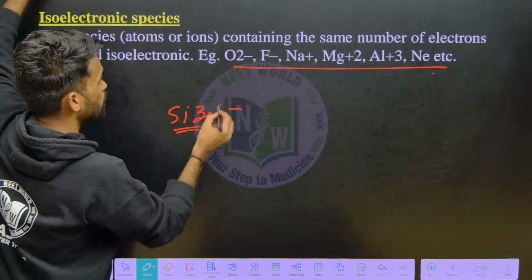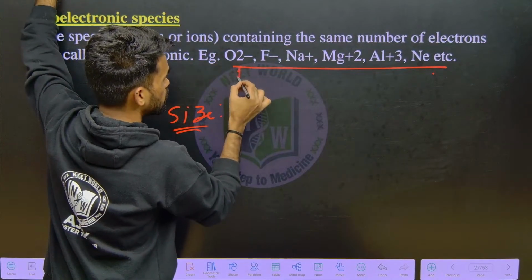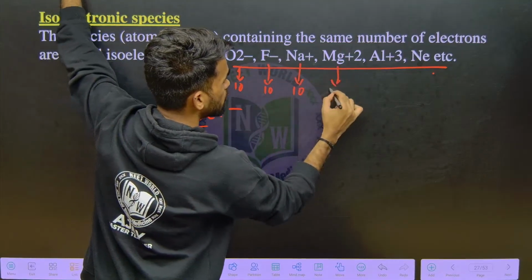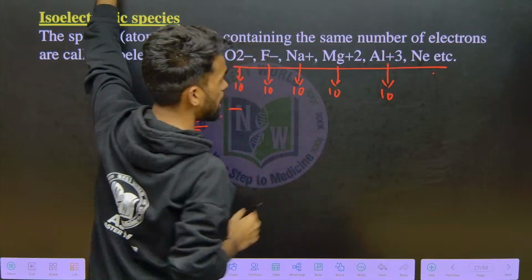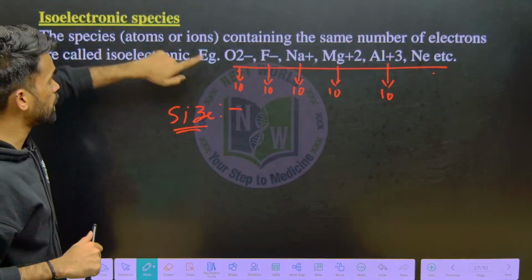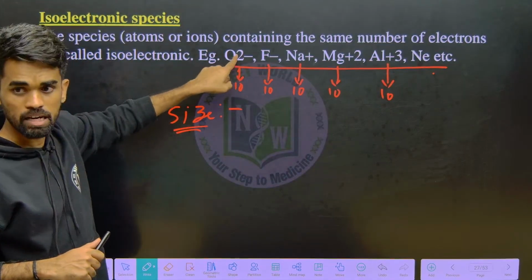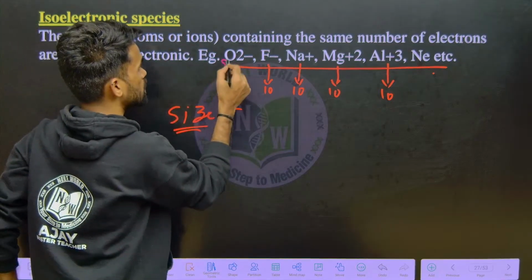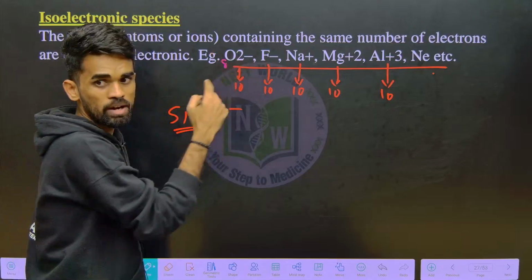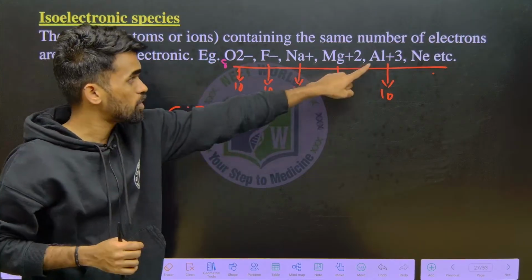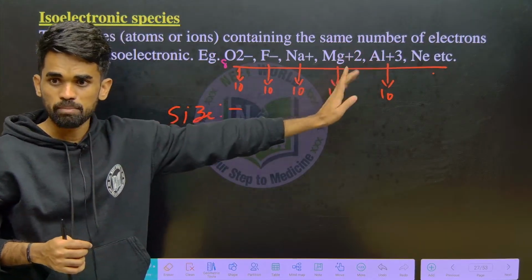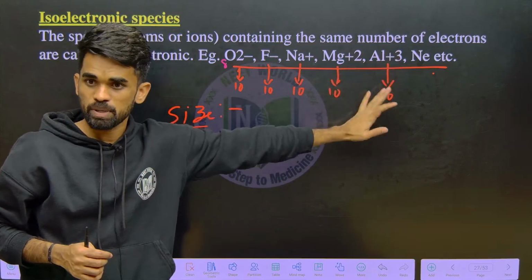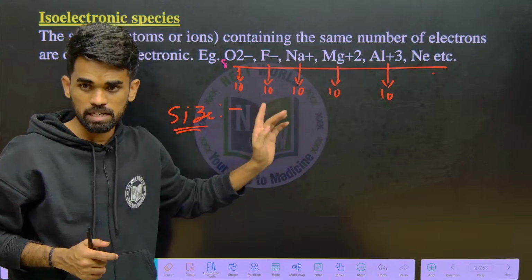How many electrons are there here? 10, here also 10, here also 10, all of them are 10. That's why we call them isoelectronic species. Negative charge means add that many electrons to the atomic number: the atomic number of oxygen is 8, minus 2 charge, so add 2 electrons, it becomes 10. Positive charge means remove that many electrons. Aluminium 13 with plus 3, remove 3 electrons, becomes 10. Total 10 electrons. Clear?